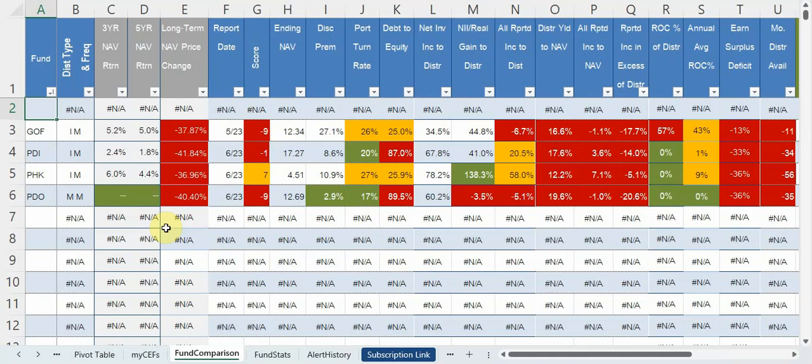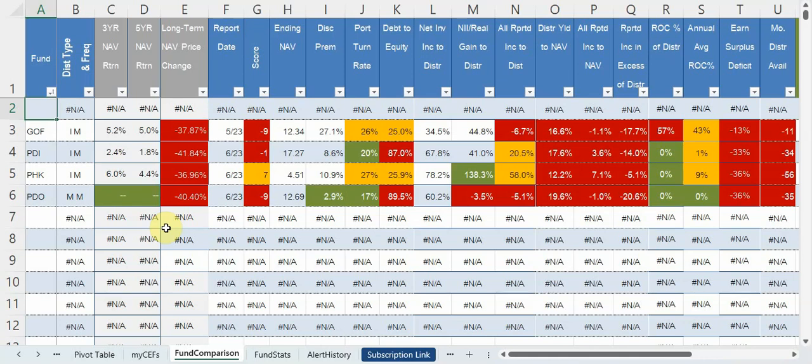list a fund's reported performance for the 3-year and the 5-year net asset value return. And these numbers are reported by the fund, and they assume that all distributions are reinvested. The column next to it, under the gray header, the long-term NAV price change, is the percentage change of a fund's actual price, not market price, NAV price, for 5 years.